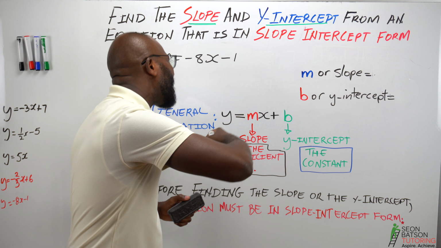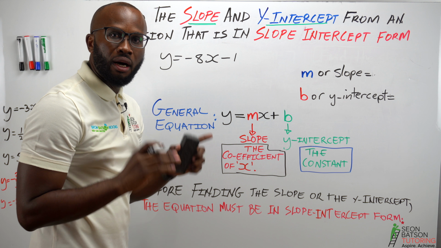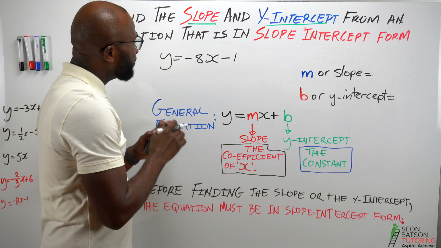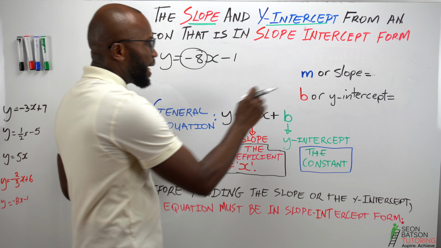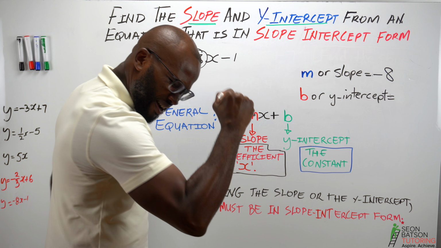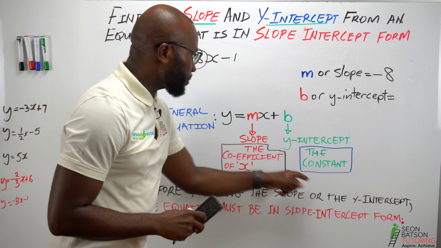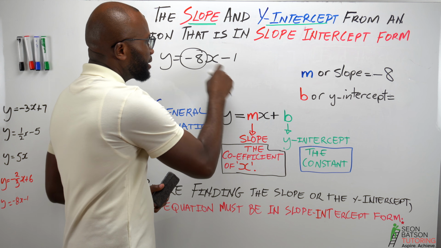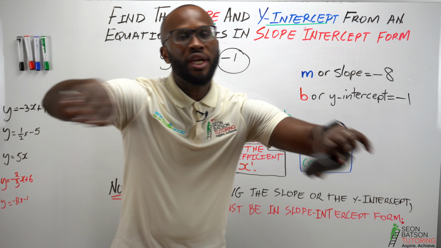All right, welcome back. Let's find the slope first. Again, the slope is the coefficient of the x. In this example, what's the coefficient of the x? Negative 8. So since the coefficient of x is negative 8, m, or our slope, is negative 8. Very good. Now, let's find our b, or y-intercept. The y-intercept will be the constant in the equation. In this example, our constant is negative 1. Therefore, our b, or y-intercept, is negative 1.